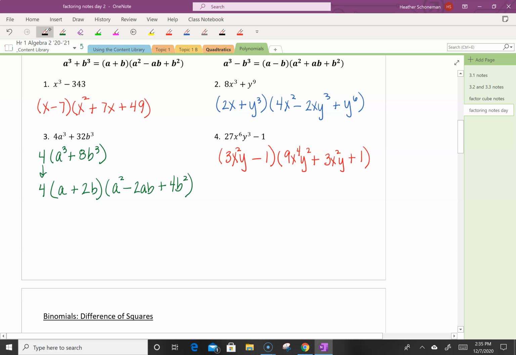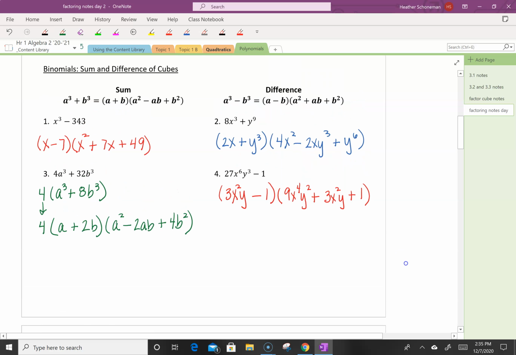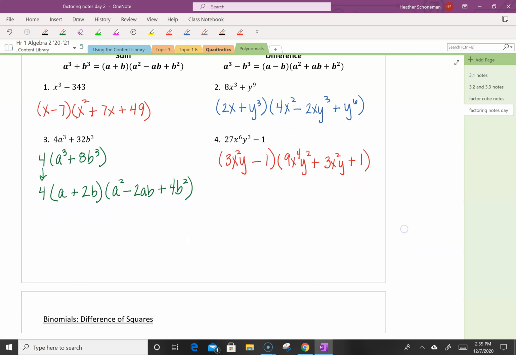This video is part 2 of Factoring Notes Day 2. We started this last time and now we're going to finish the notes today. Now what we ended on last time was cubes. And cubes, those numbers were 1, 8, 27, 64, 125.